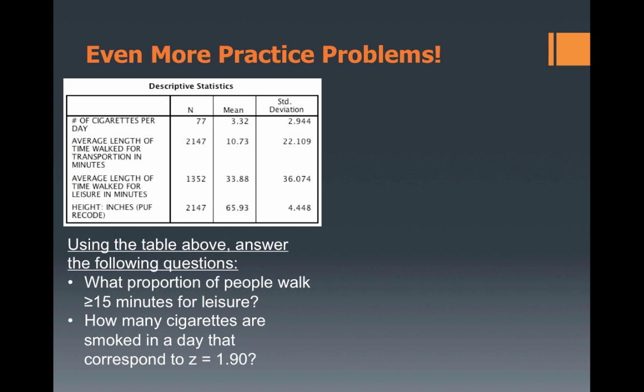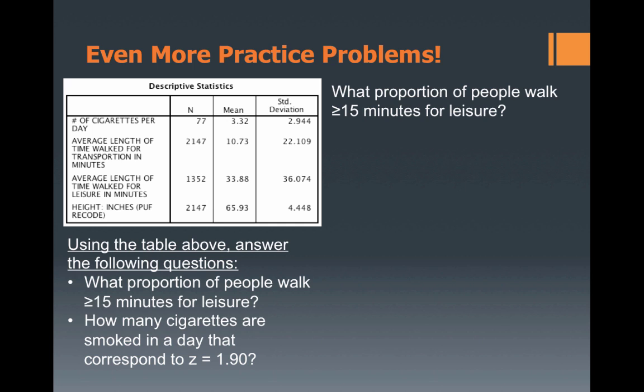What proportion of people walk 15 or more minutes for leisure? And how many cigarettes are smoked in a day that correspond to a z-score of 1.90? Go ahead and see if you can answer these problems. Go ahead and come back to the video once you've got your answers. All right, so let's see how you did.